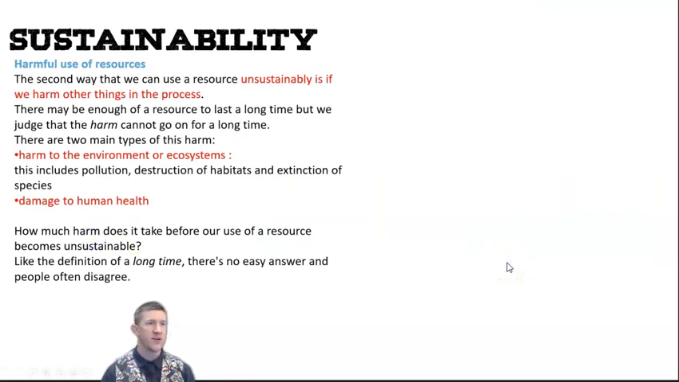The second way that we can use a resource unsustainably is if we harm other things in the process. So there may be enough of the resource to last a very long time, but we judge that the harm cannot go on for a long time. There's two main types of this harm. We can have harm to the environment or the ecosystem, which includes pollution, destruction of habitat, and the extinction of a species. And we've also got damage to human health.